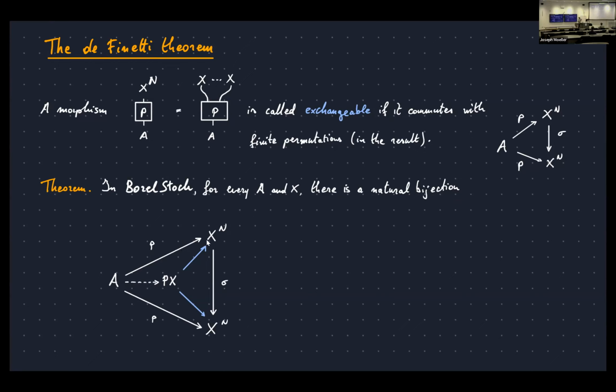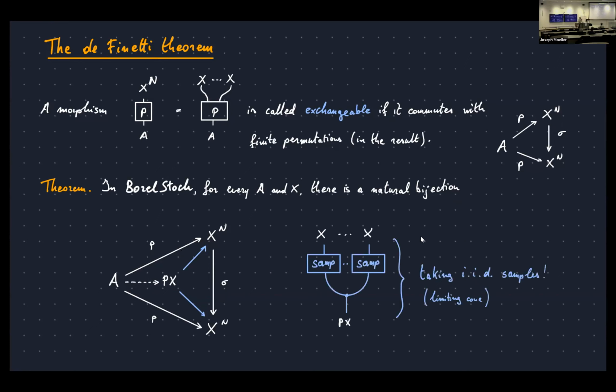In other words, PX is the limit of this diagram. PX is the limit of these diagrams and permutations, and the universal map is given by copying infinitely many times and sampling each component. So the limiting cone is exactly taking independent identically distributed samples. What's that? You have a coin and you keep sampling from it with the same coin. The copy map is because it's the same coin. That's what you do in statistics.